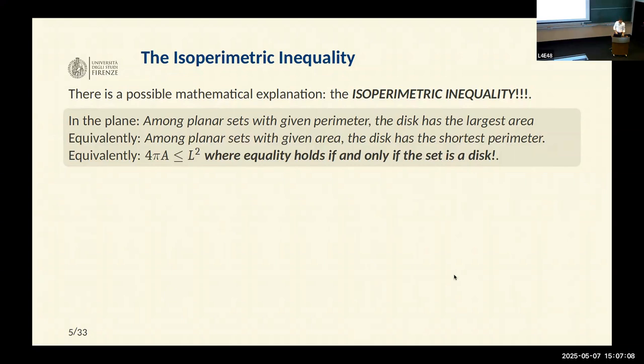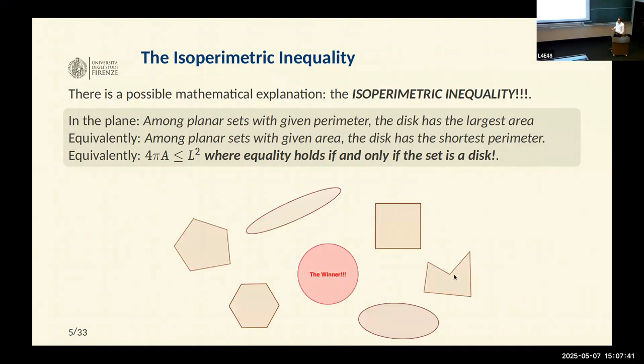You can also express this with this inequality: 4 times pi times the area of any set in the plane is always less than or equal to its perimeter squared. For mathematicians, the equality case is particularly interesting. Equality holds if and only if the set is a disk, up to something, but essentially, in the class of sets that you like, this happens only in this case. So we have competitors, and the winner is the disk.